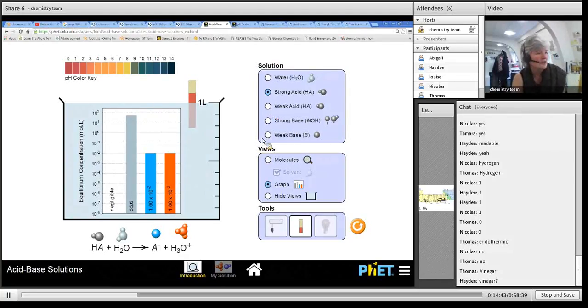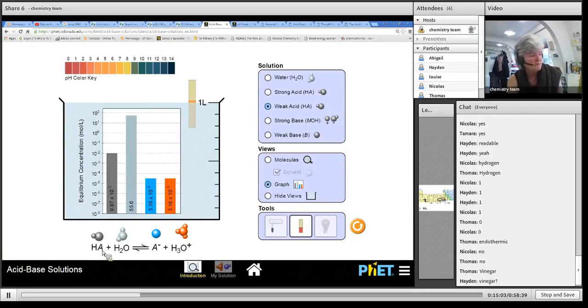So if we look at this equilibrium, can you see I've got my arrow going all the way to A minus and H3O plus, because my reaction goes all the way to the right. It dissociates completely. If I click on a weak acid, can you see we've got that equilibrium arrow? That's because only some of the HA will dissociate. So you can see I've still got most of it sitting as HA, and only some of it has broken up to form the A minus and the hydronium ions.